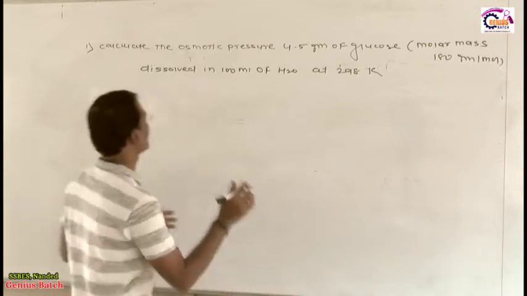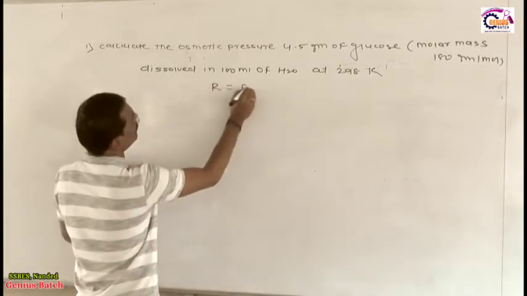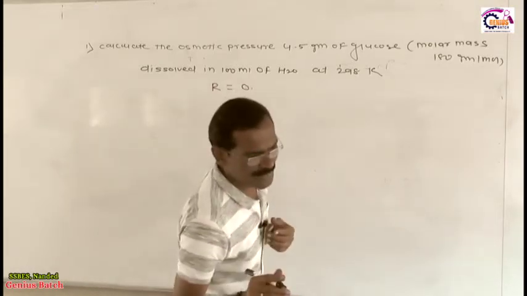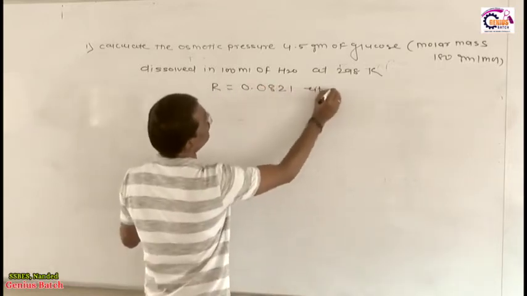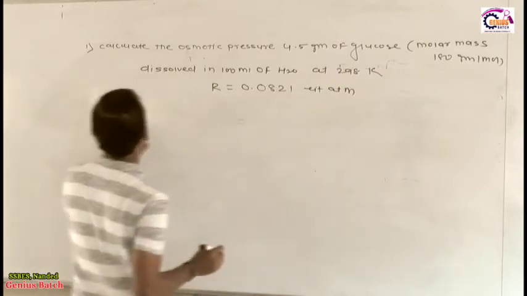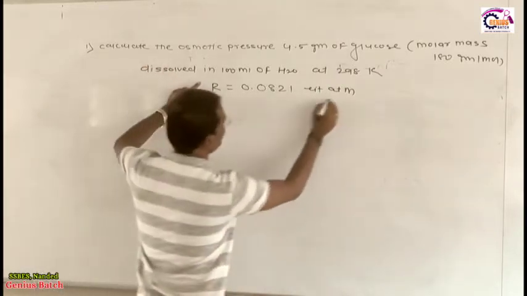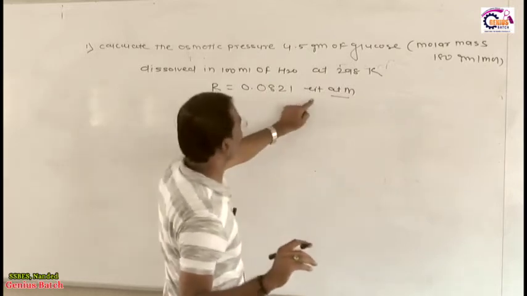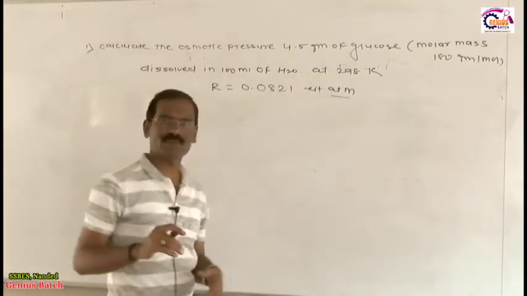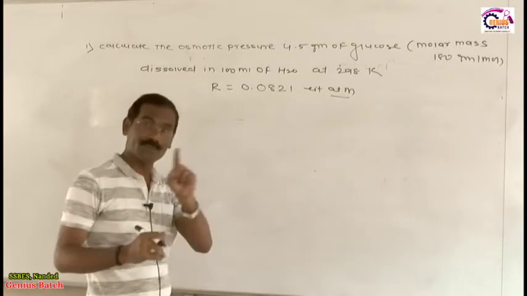Therefore the value of R they are given, R is equal to 0.0821 liter atmosphere. Why? Because if it is liter atmosphere, osmotic pressure we calculate in atmosphere. Why we consider liter? Because concentration we express in mole per liter. You keep in your mind.